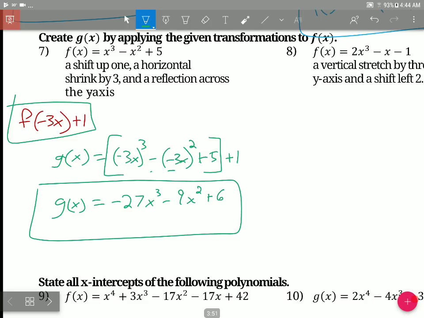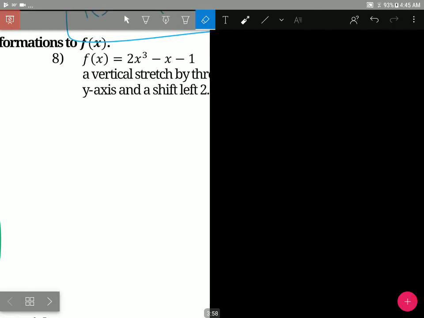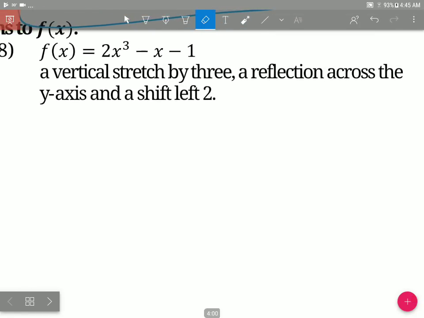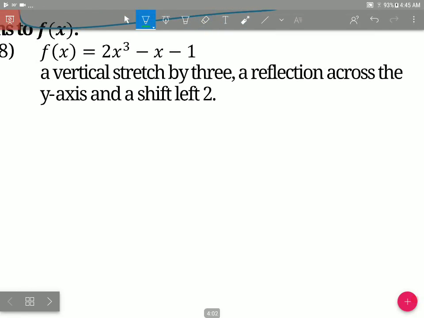All right, number 8. Number 8's a little more involved, but it's the same exact process. Okay, so first things first. Let's decide what we need to apply. So f of x, we need to vertically stretch by 3. So that is a 3 on the outside of f of x.